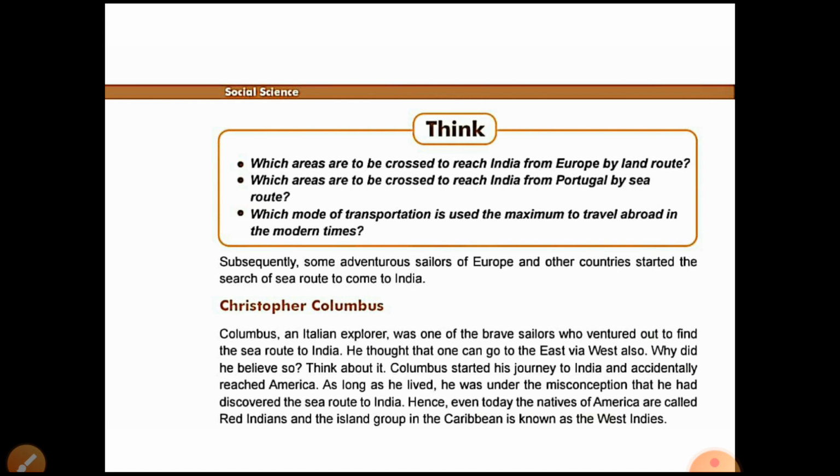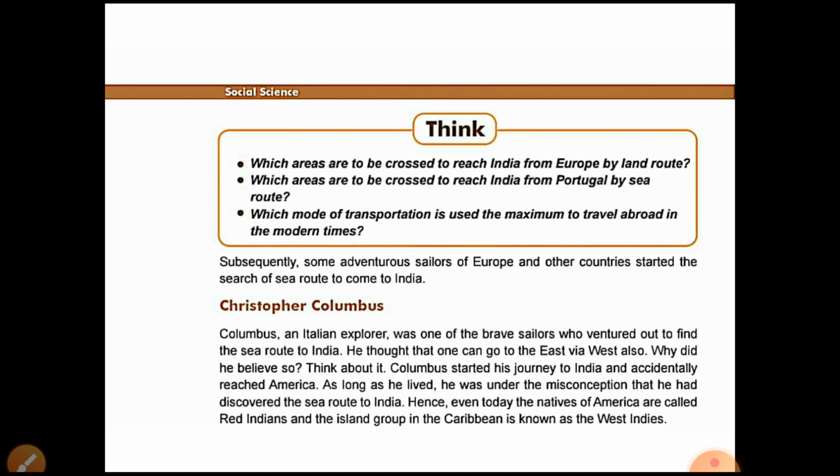As long as he lived, he was under the misconception that he had discovered the sea route to India. Okay, so throughout his life, he thought that he had discovered the sea route to India. He didn't know that the new land discovered by Christopher Columbus was actually America. He was just under the misconception that he had discovered India.